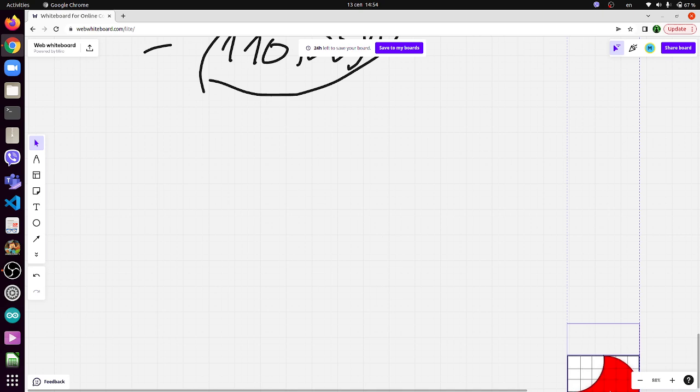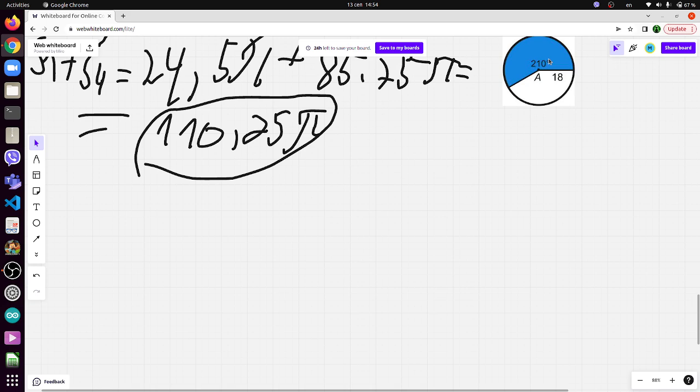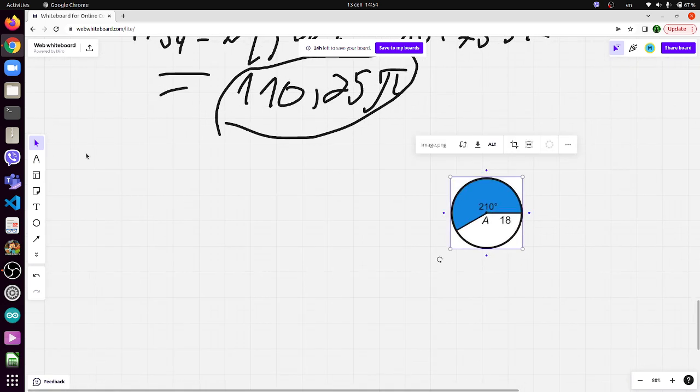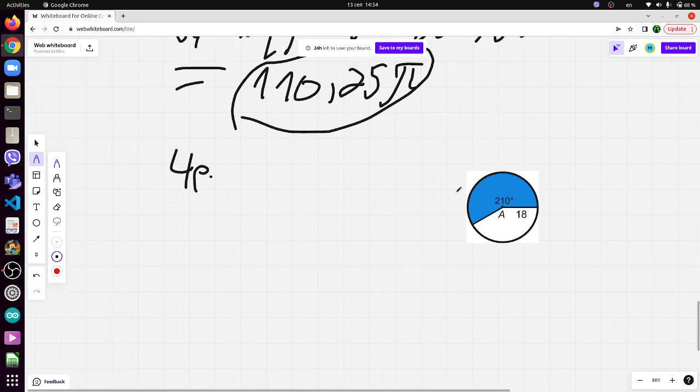Okay, so let's go on to our next problem. That's going to be our third, no, it's the fourth problem. That's actually pretty easy, a lot easier than the previous one. We need to find the area of the shaded region, which is 150 degrees, because the full circle is 360 degrees, as every circle has 360 degrees.